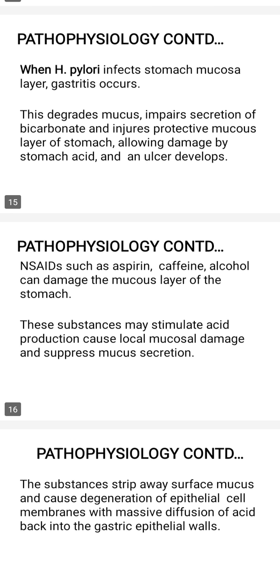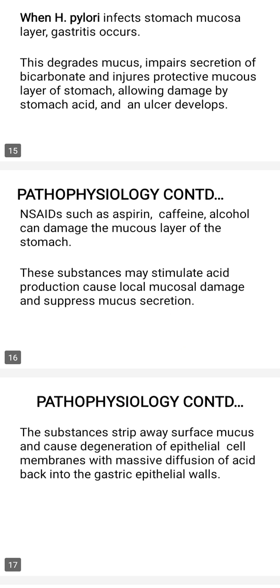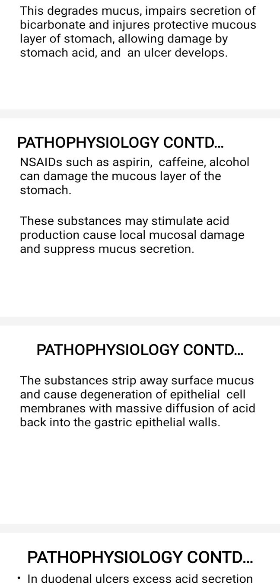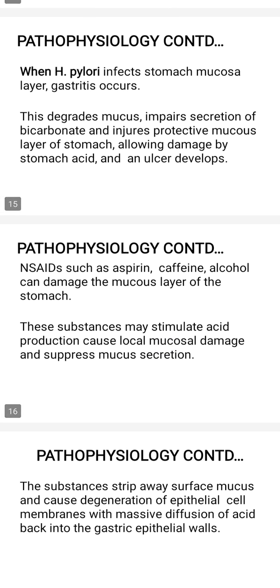Now we are going to look at NSAIDs and H. pylori. When it comes to H. pylori, we are saying it's the major cause, because it accounts for about 90% of people with peptic ulcers. The H. pylori is normal flora of the GIT.